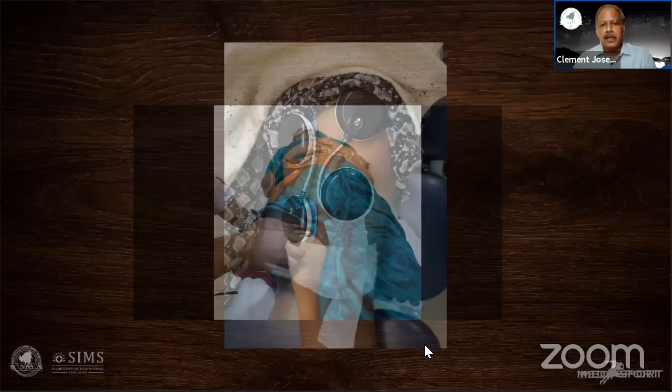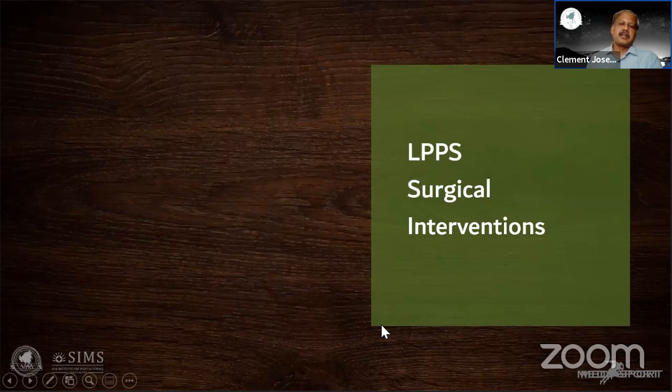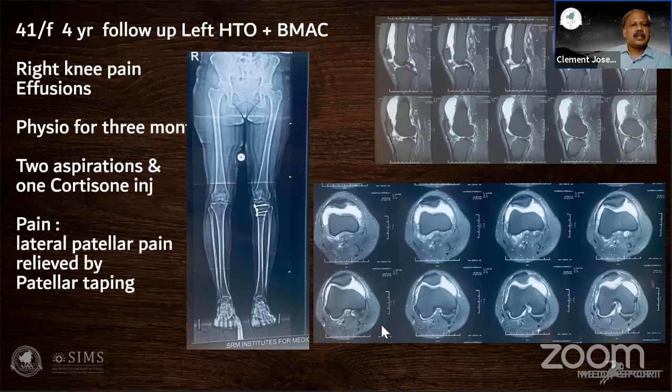Coming to the lateral pressure syndrome surgical intervention, the first case example we see is a patient who actually underwent cartilage repair and osteotomy 4 years back. Now she comes with right knee varus and right knee pain. On clinical examination, the entire pain is coming from the patellofemoral joint on the lateral aspect, but the MRI was not remarkable and did not report any cartilage anomaly.